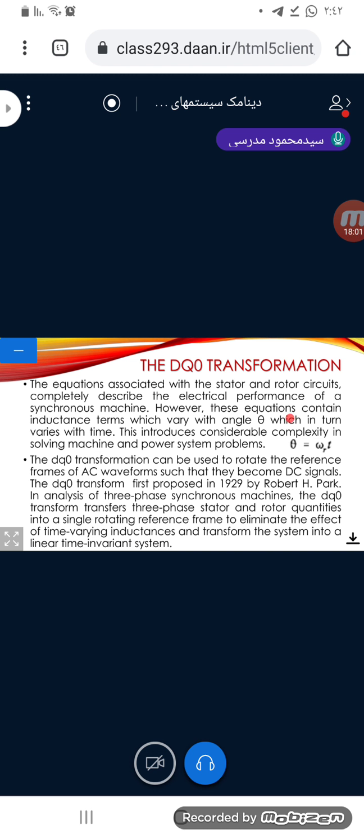However, these equations contain inductance terms which vary with angle theta, which in turn varies with time. This introduces considerable complexity in solving machine and power system problems. Theta is equal to omega r multiplied by t.